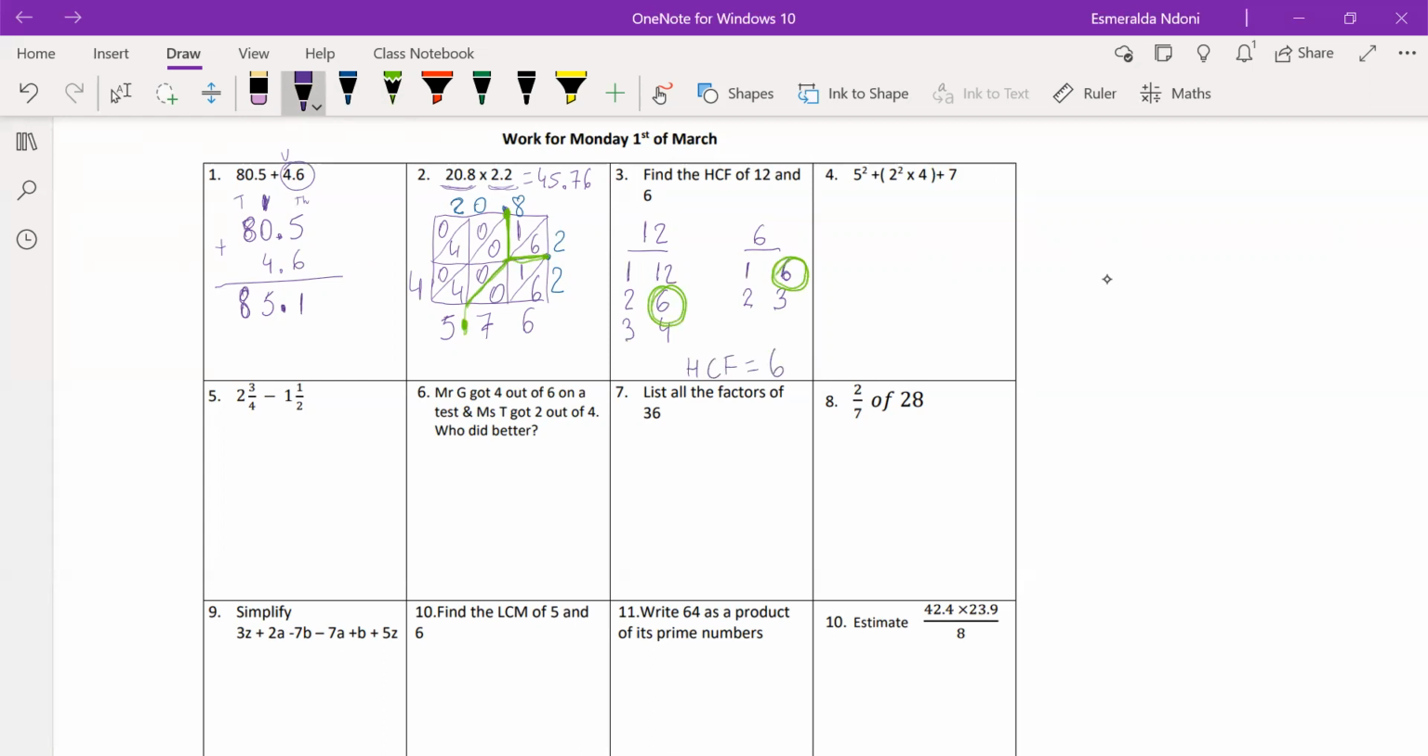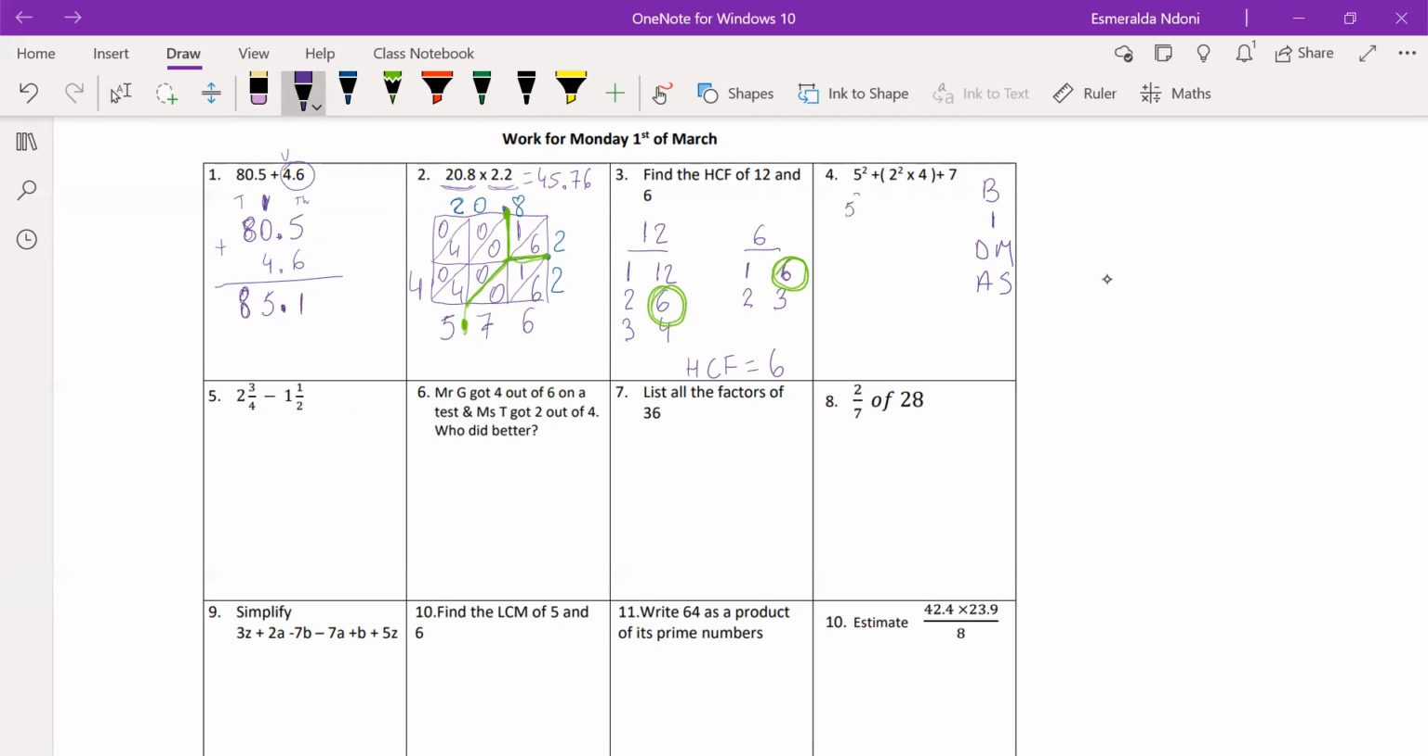Question 4. We have here a BIDMAS question. Like Danae tells us all the time, write it down next to the question. Okay, let's go. I have brackets and I have indices. So let's do that. I will leave everything else as I see it.